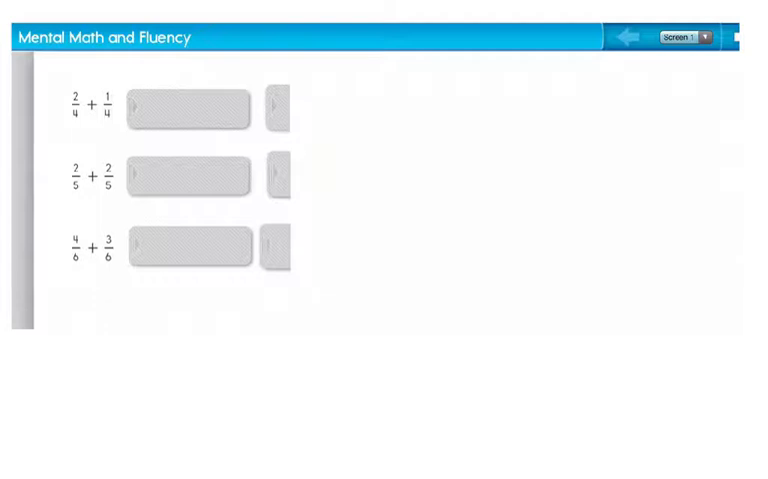You're going to take the fractions and add them. So go ahead on your whiteboard, and you don't have to write down the problem. Just go ahead and write down the solution to each addition problem. Pause your video and write the solutions.